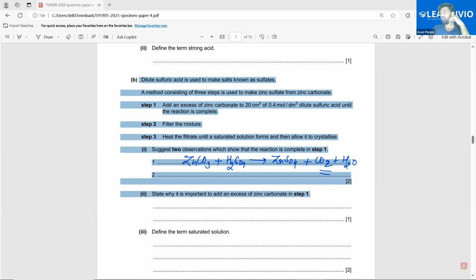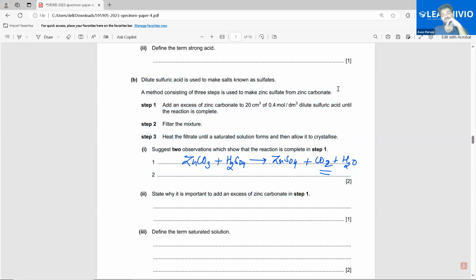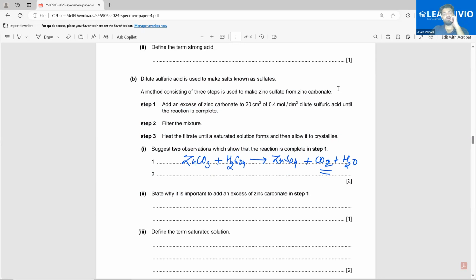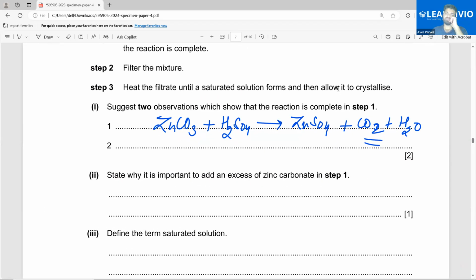And the second thing is that when we add excess of H2SO4 to the zinc carbonate, if we are not adding it in excess, then some amount of sulfuric acid will be left. In order to completely utilize the reactants, we have to add it in excess, so that all the acid will react and no acid remains.